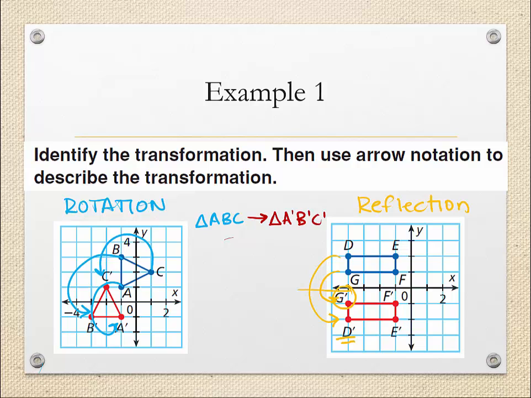And it's a reflection over this line right here. It's like we folded this in half and all of these points mapped up to their counterparts. So for this one, we say that D, E, F, G transform to D prime, E prime, F prime, G prime. Simple as that.